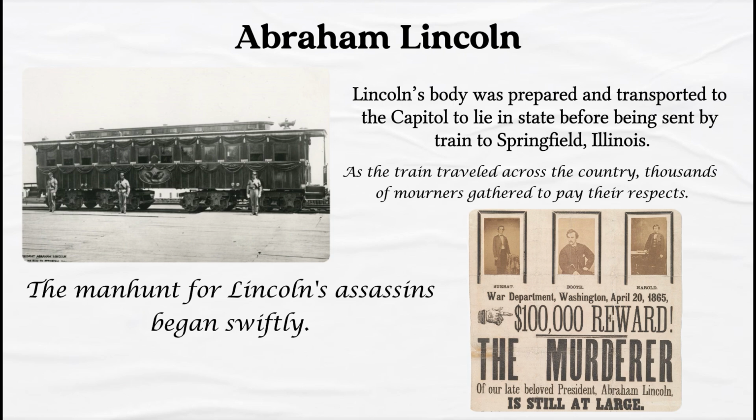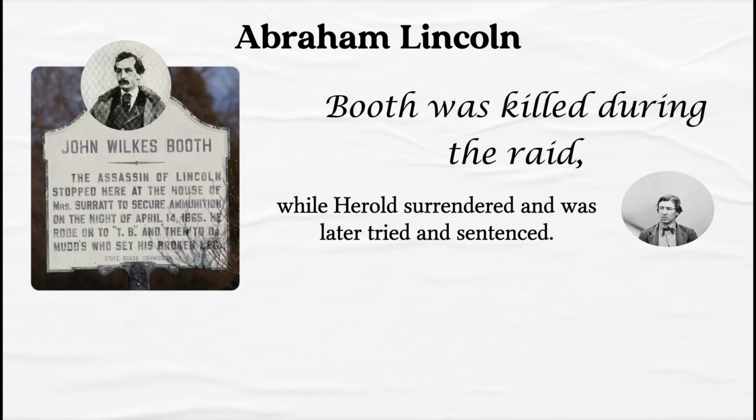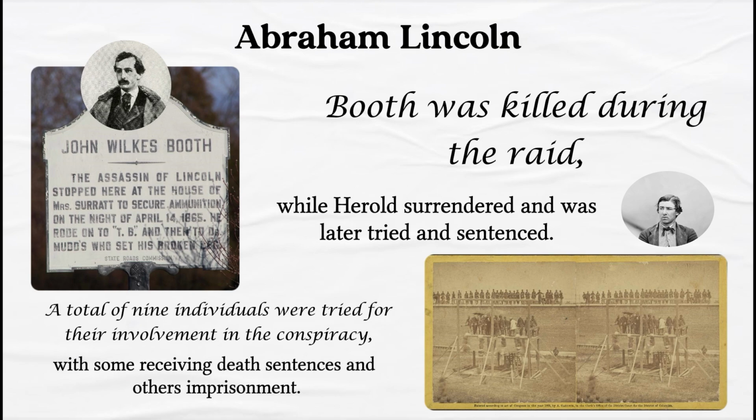The manhunt for Lincoln's assassins began swiftly. Booth and accomplice David Herold were eventually tracked to a barn in Virginia. Booth was killed during the raid, while Herold surrendered and was later tried and sentenced. A total of 9 individuals were tried for their involvement in the conspiracy, with some receiving death sentences and others imprisonment.